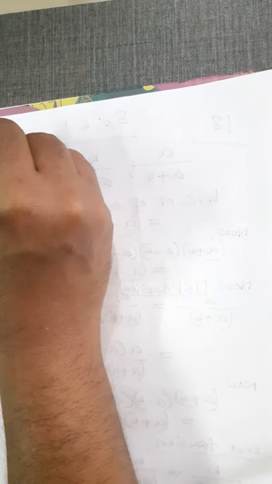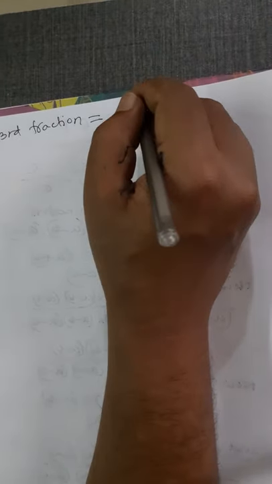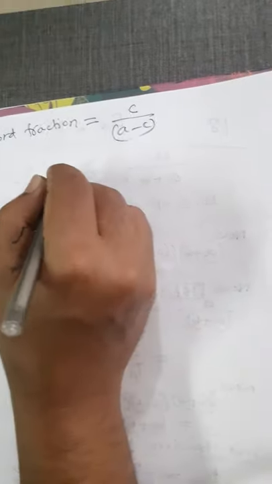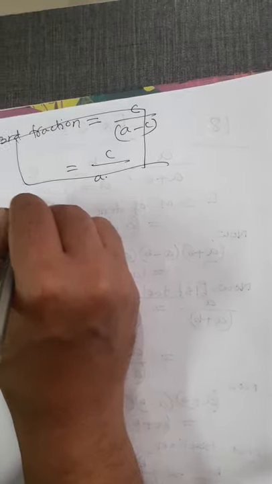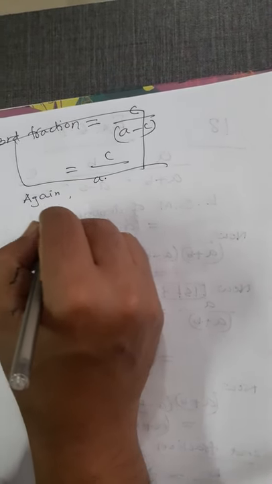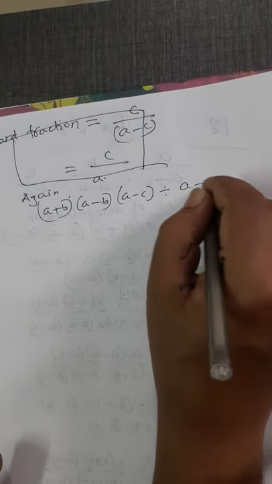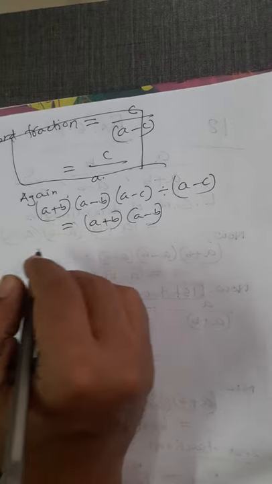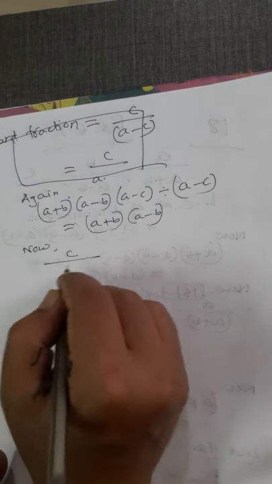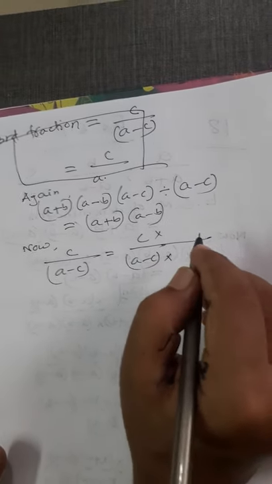Third fraction. What is the third fraction? C by A minus C. Now, A plus B, A minus B, A minus C divided by A minus C. What you have is A plus B, A minus B. Now C by A minus C equals C by A minus C multiplied by this quotient.